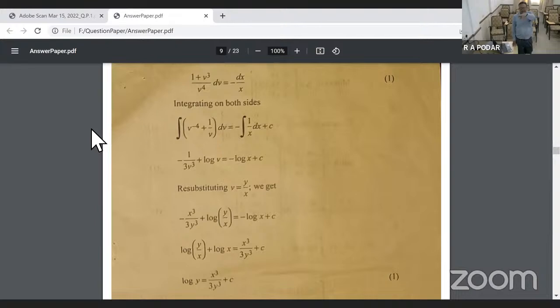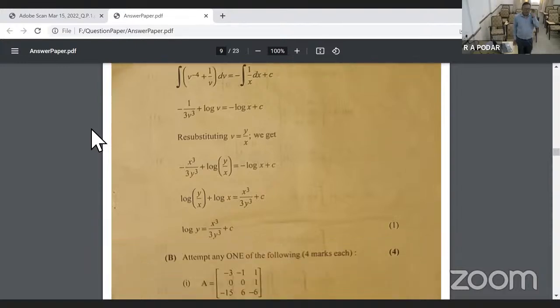See here, after this step there is 1 mark if you separate the variables properly, and then after integrating you will get the solution. Okay, so log y is equal to x cube divided by 3y cube plus c. So here c is there. You have to write down the constant of integration. That is the final, last mark, for this final answer.